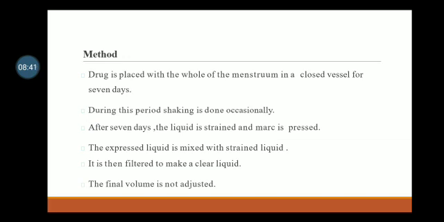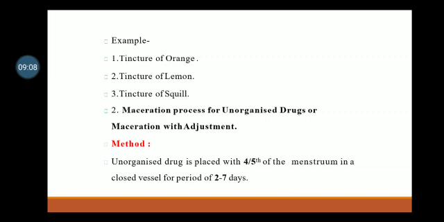Method: the drug is placed with the whole of the menstruum in a closed vessel for 7 days. During this period, shaking is done occasionally. After 7 days, the liquid is strained and the marc is pressed. The expressed liquid is mixed with the strained liquid. It is then filtered to make a clear liquid. The final volume is not adjusted. Example: tincture of orange, tincture of lemon, tincture of squill.